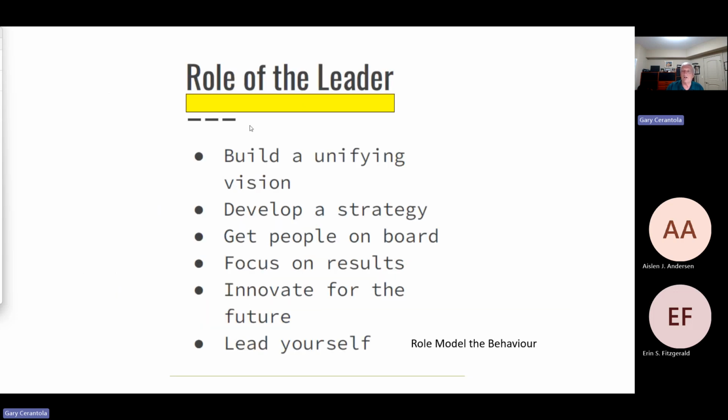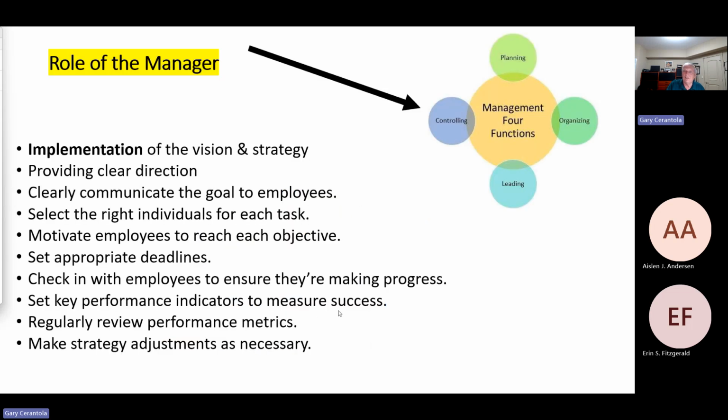And the role of the leader, well, the vision is really important. Developing and living and role modeling the strategy, getting people on board, focusing on the results, the outcomes, innovate for the future, and lead yourself, that you're all part of it. So let's go back to the role of the manager. Remember, we talked about this, I think, in the first topic, the 4 functions of management: controlling, planning, organizing, and leading. So implementation of the vision and strategy, that's really the role of the manager.